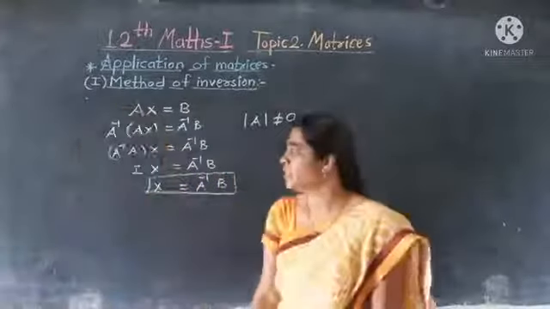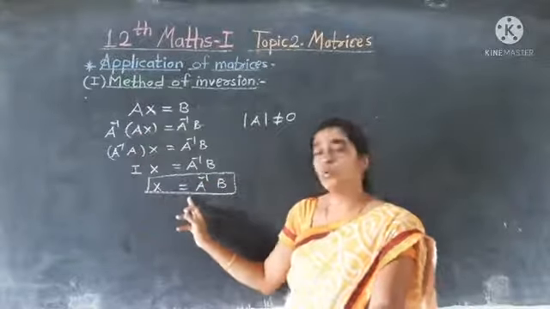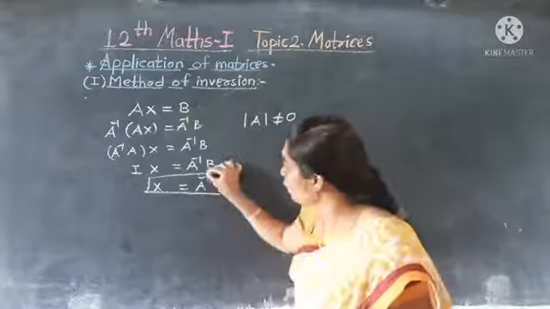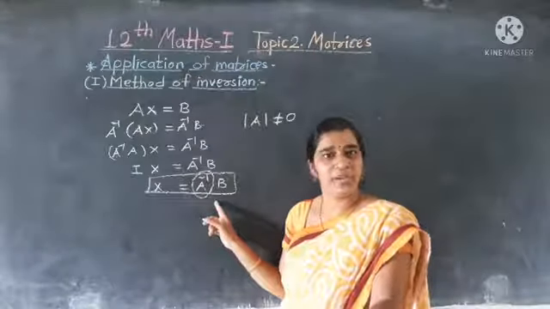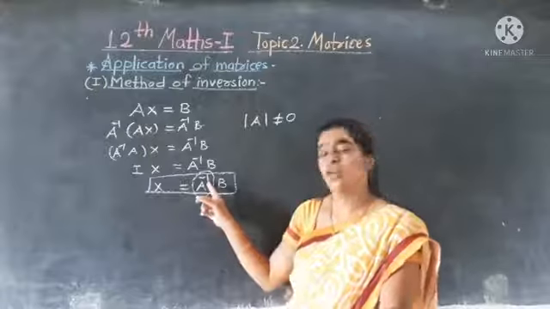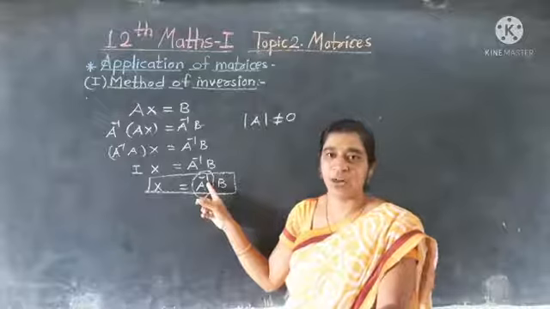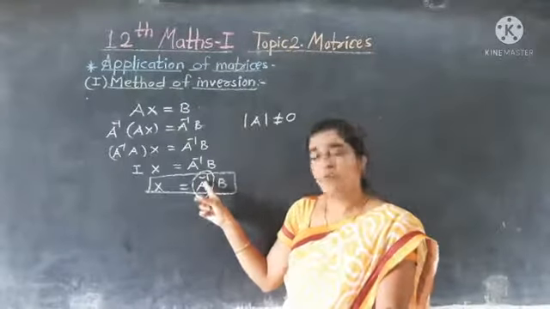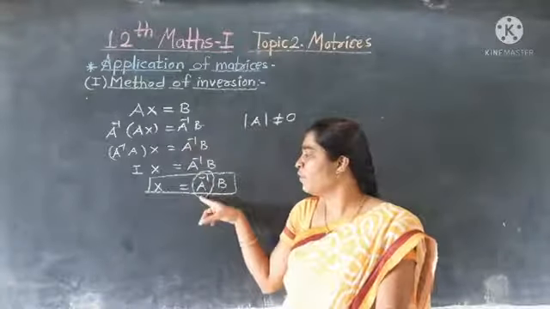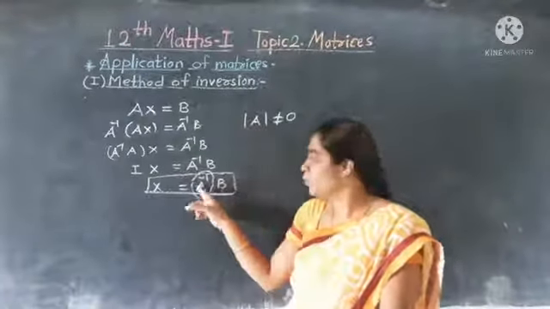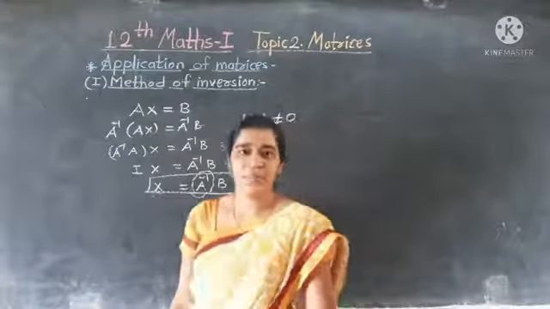For the method of inversion, first we pre-multiply by A inverse, and we get X is equal to A inverse into B. Now you find this A inverse either by row transformation or column transformation, or you can find A inverse by the adjoint method. You had learned these two methods of finding the inverse. You find A inverse by any one of the methods and then put the value here. Put the value of matrix B, multiply, and you get the value of X. Okay, understand how to find?